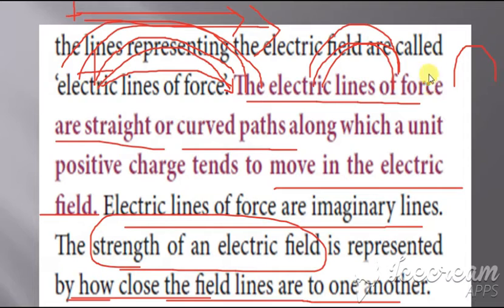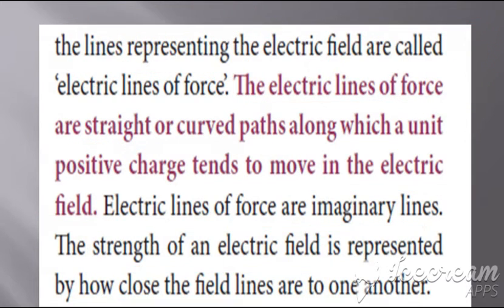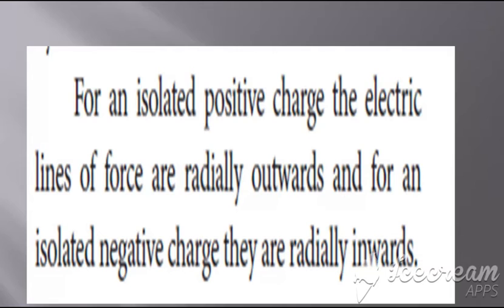Suppose if we have lines in this way, then the strength is what? Weaker. Okay, so based on this we can also say the strength of the electric field based on the lines. Clear? So the electric lines of force are straight or curved paths along which the positive charge tends to move in the electric field.